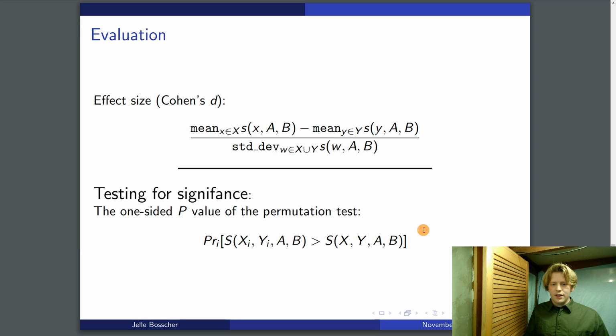And then finally we test for significance by using the one-sided p-value of the permutation test, where we take all the permutations of the target sets and see if their effect size actually comes out larger than our tested effect size, and we count all the times that it does, and that gives us a result to whether or not our results are significant.